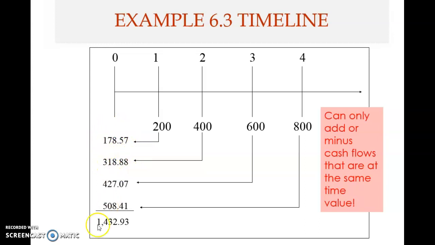So what this answer means is that this stream of cash flow, 200 at the end of year 1, 400 at the end of year 2, 600 at the end of year 3, and 800 at the end of year 4, is worth the same as $1,432.93 now, given the interest rate of 12%. It's not stated here, but the interest rate is 12%. This stream of cash flow is equivalent to this value of cash flow now. That is the implication of this example.